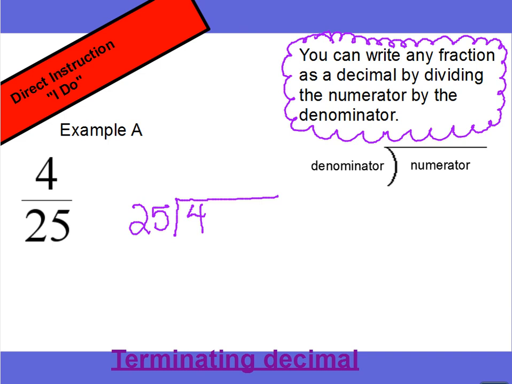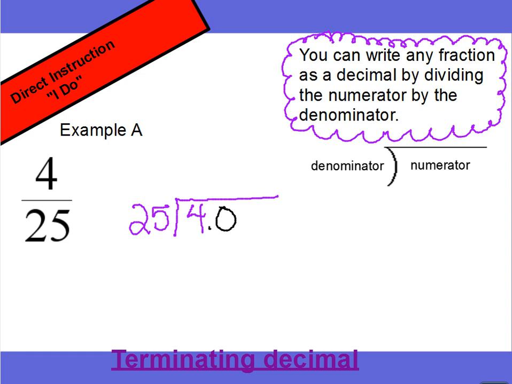Now you hopefully noticed, but Mrs. Mackey, 25 can't go into 4. You're right, it can't. So I have to add a decimal, and I add a 0. I can add more zeros now or add them later. I keep going. I'm going to go until I find either that it terminates or stops or that it repeats.